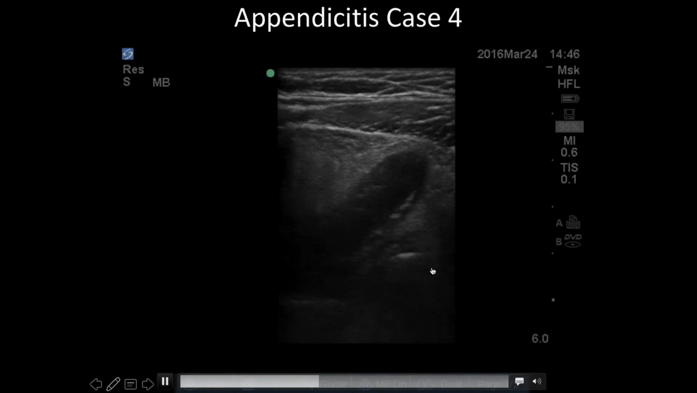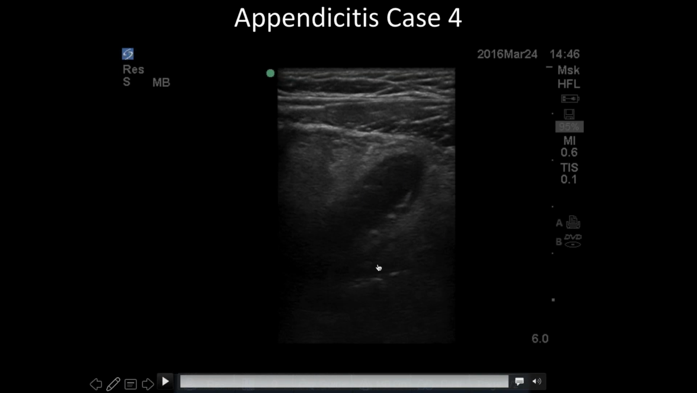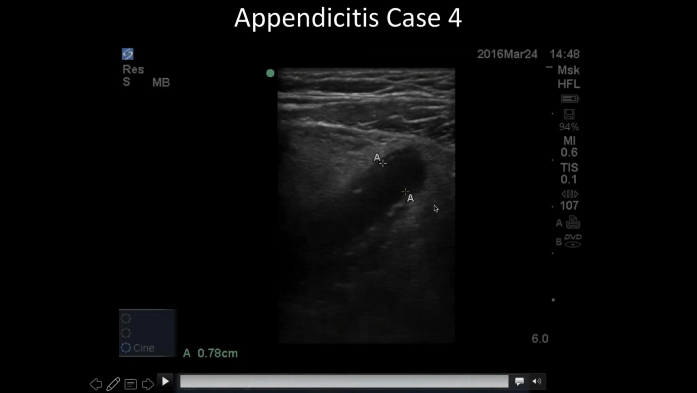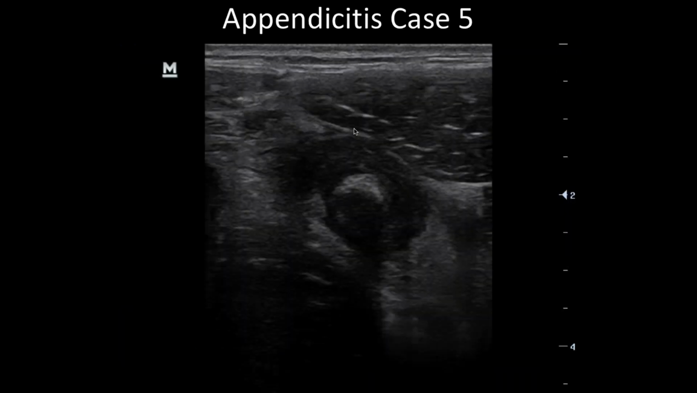This is it in long, and we'll just look at that long. Again, you see things moving down like small bowel, but nothing is moving here, so no peristalsis. So you're pretty confident that is the appendix. You make a measurement, it's more than 6 millimeters. This is appendicitis until proven otherwise too. This is a great case.